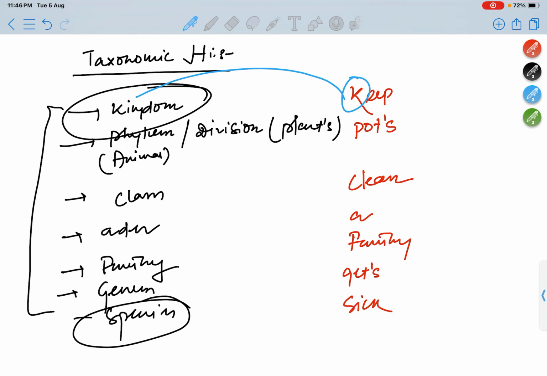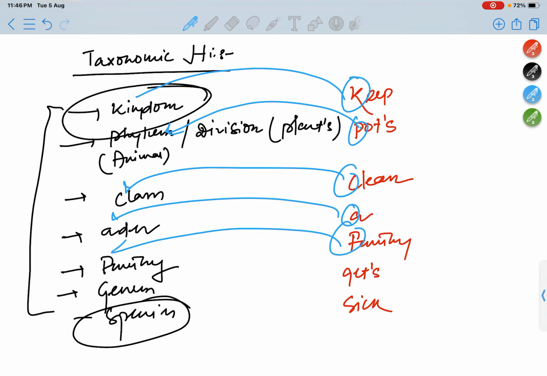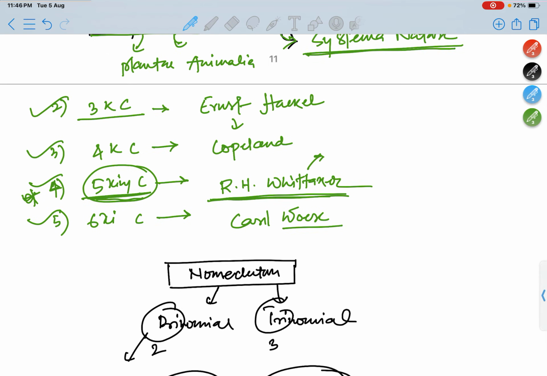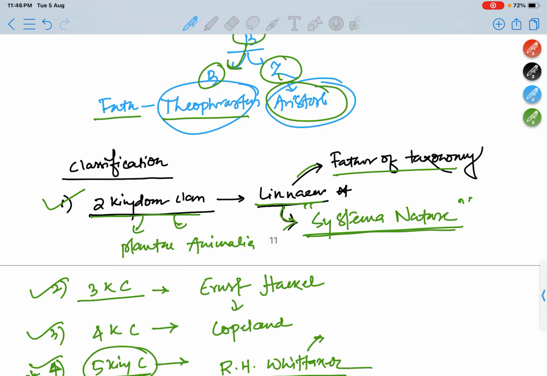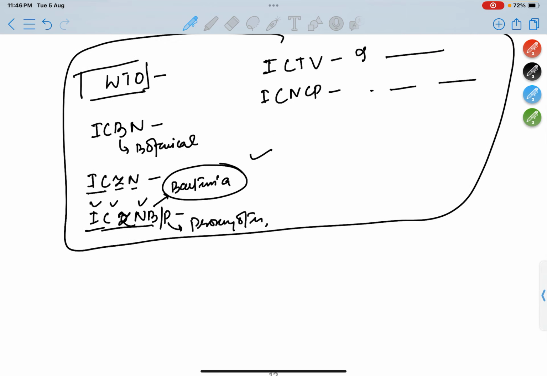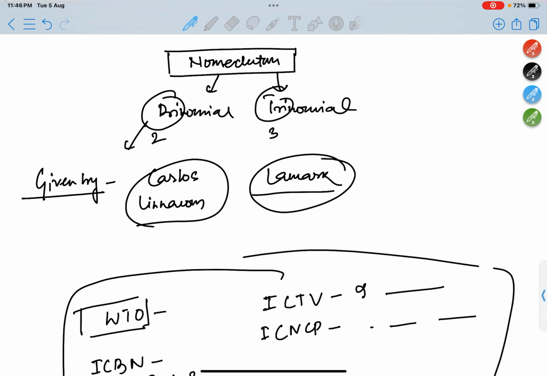K for kingdom, P for phylum, C for class, O for order, F for family, G for genus, S for species. Okay, so now you should know this. So see, this is the superficial level how you should read each and every topic, whether it is chemistry, physics, zoology, or whatever. This is the level you should read. Don't go beyond this level, otherwise you will be reading biology, physics, chemistry only.